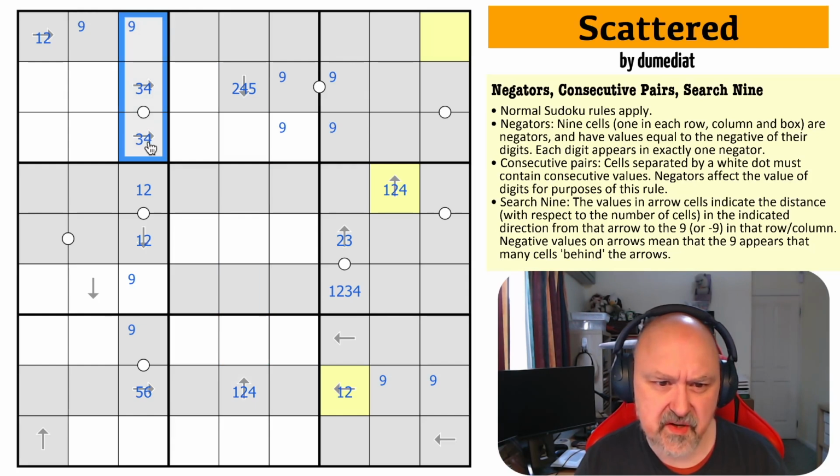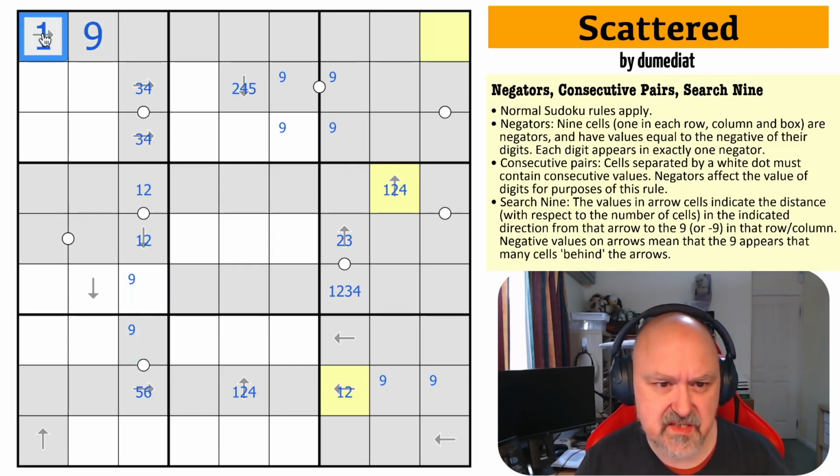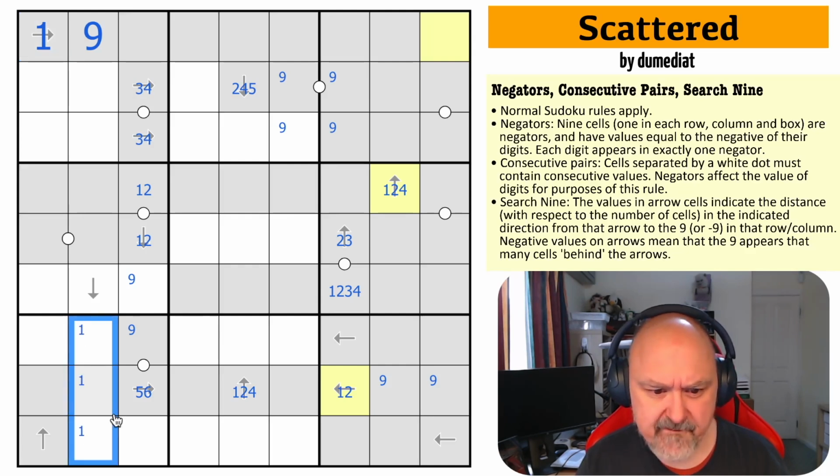One and 2 is not in there. Hang on. We know 9 is down here. That's not the 9. That's the 9. This is the 1. So we know 1 is down here by Sudoku. But the 9 is down... Oh, no. 9... No, this is now a negator.